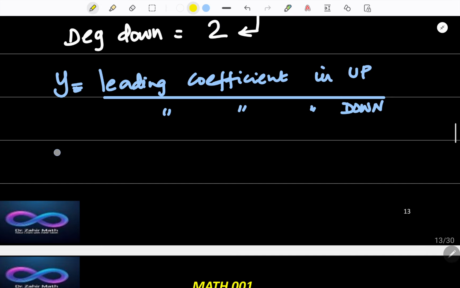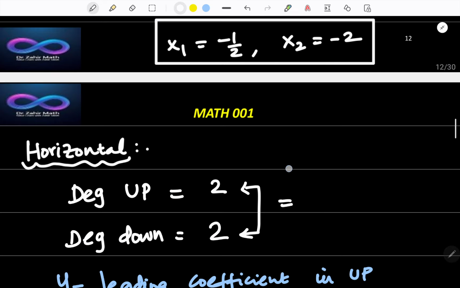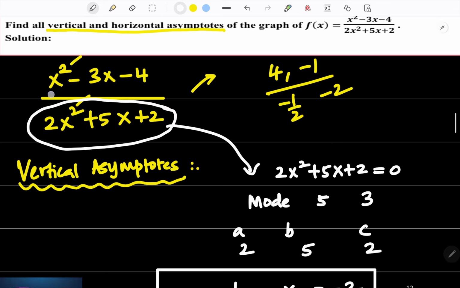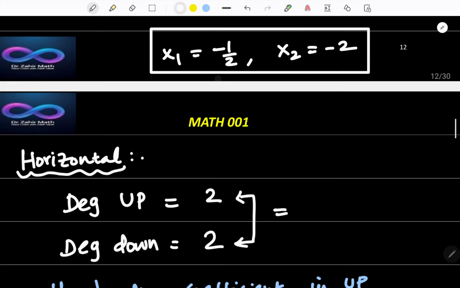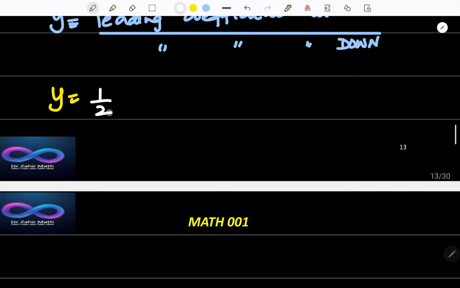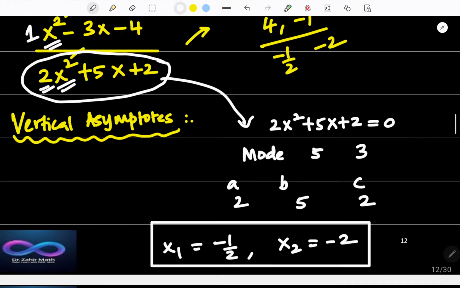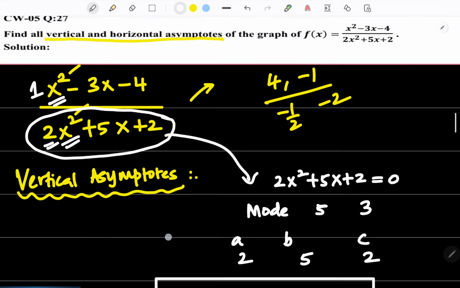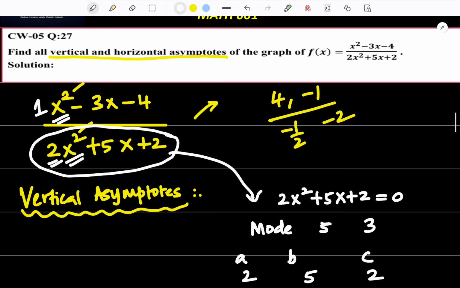So y is equal to, right? Who is the leader here? The leader is this one. Leader, coefficient 1. Who is the leader here? Coefficient 2. So it is y equals 1 by 2. Okay, teacher, every time you say when it is power 2 in the numerator and power 2 in the denominator, put in the calculator, look at any common number.